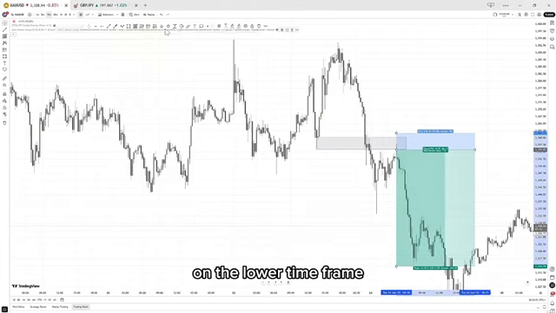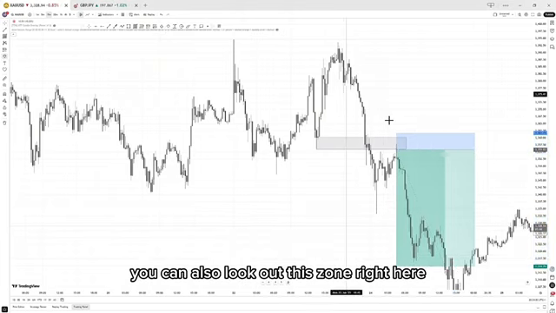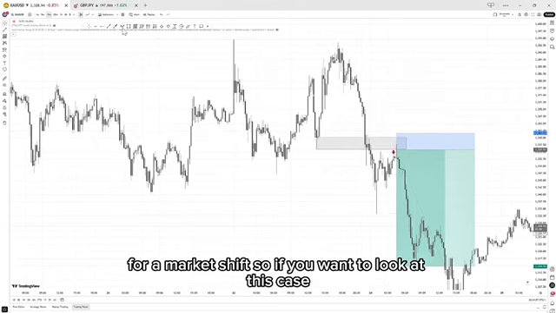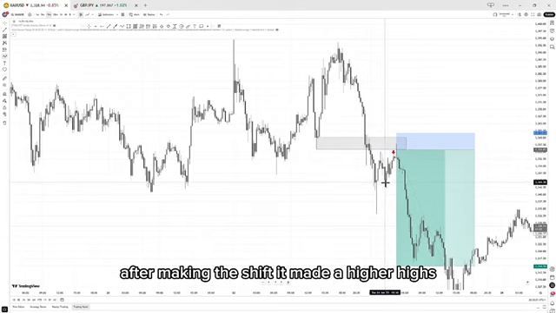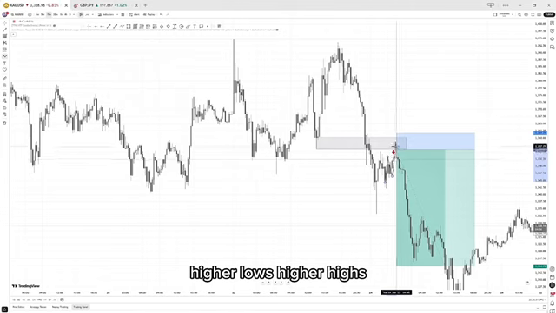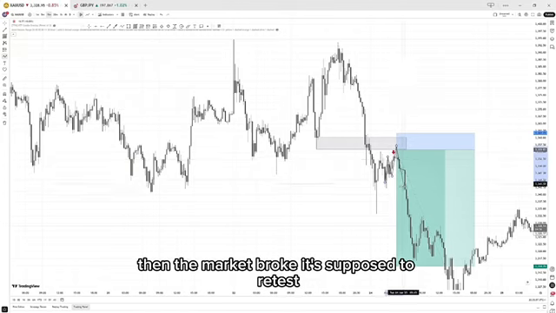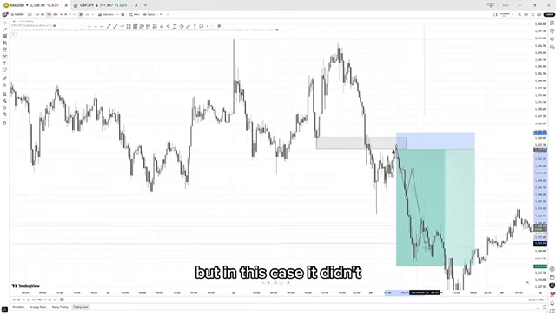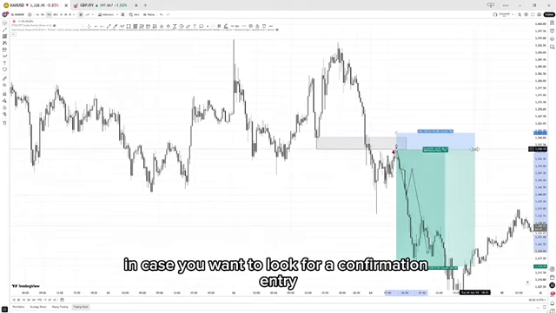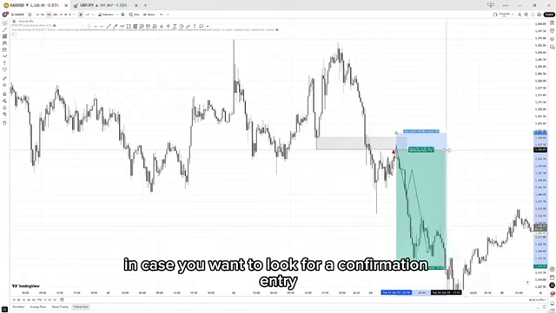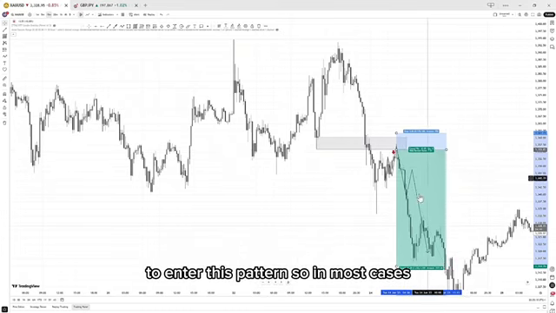On a lower time frame, you can also look at this zone right here for a market shift. So if you want to look at this case, the market did actually retest after making the shift. It made a higher high, higher low, higher high, then the market broke. It's supposed to retest, but in this case it didn't, so you would have missed this in case you want to look for a confirmation entry to enter this pattern.